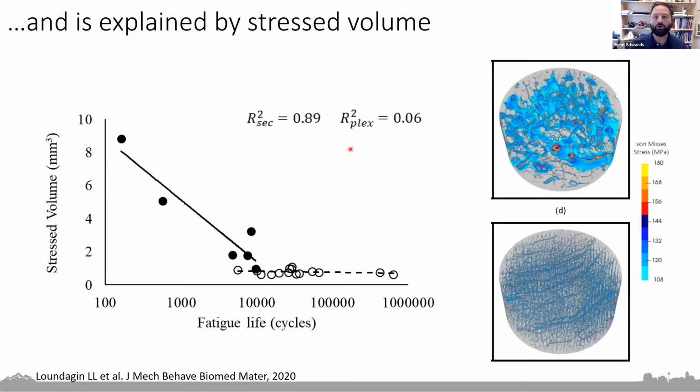If we use those micro CT scans and create finite element models of those bones, we can quantify something that we call stress volume, which is a measure of the size and amount of the stress concentrations that we observe in these bone samples under load. And we see a very strong relationship between this stress volume measure, so the size of the stress concentrations, and the number of cycles to failure. And again, I'll reiterate, we think this is playing an important role in mechanical fatigue.